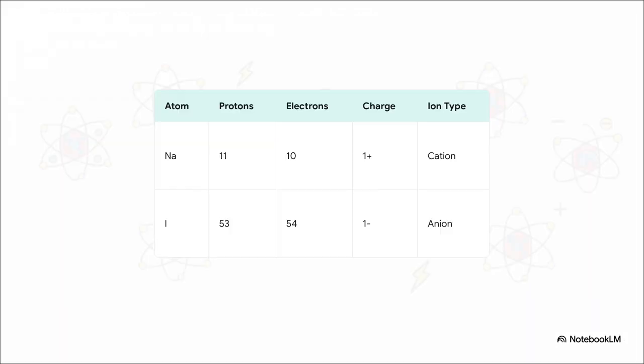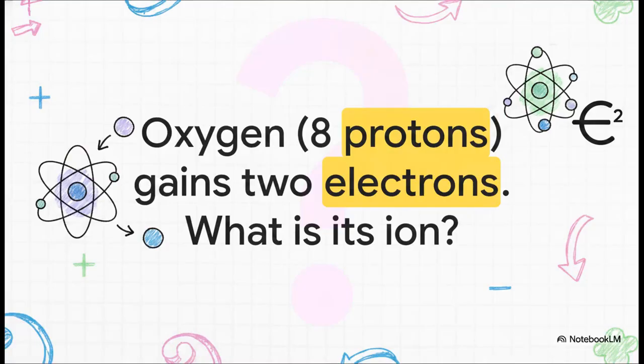Let's actually model this electron math for a second. Look at neutral sodium. It has 11 positive protons and 11 negative electrons. If it happens to lose one negative electron, it now has 11 protons but only 10 electrons. 11 minus 10 equals a 1 plus charge, making it a cation. On the flip side, look at neutral iodine. It has 53 protons and 53 electrons. If it gains just one extra electron, it now has 54 negative charges against only 53 positive charges, giving it an overall 1 minus charge. It's now an anion.